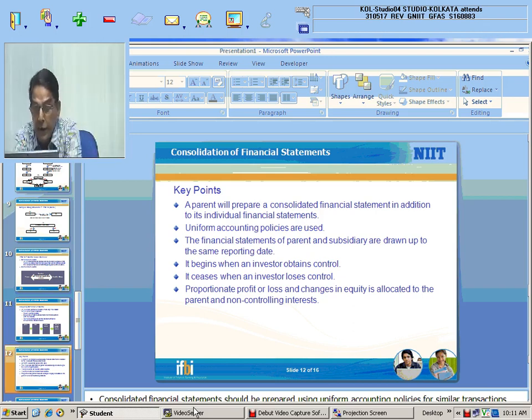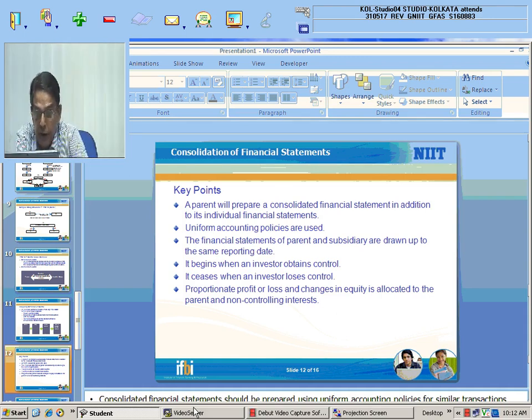The consolidated financial statements should be prepared using uniform accounting policies for similar transactions and events. That is the question of Shubham. So for similar transactions and events, the same accounting policy should be followed across subsidiaries and the parent.